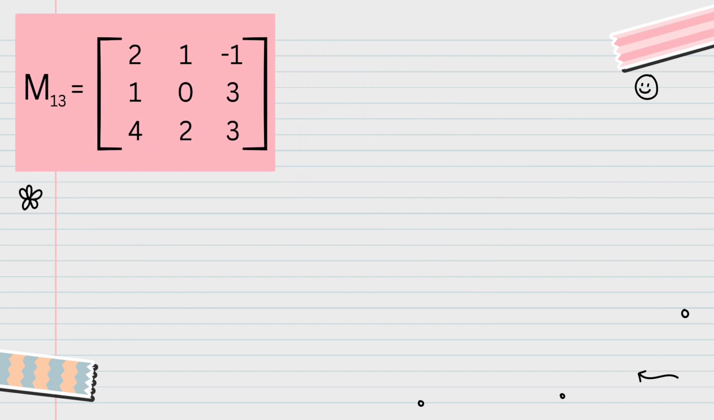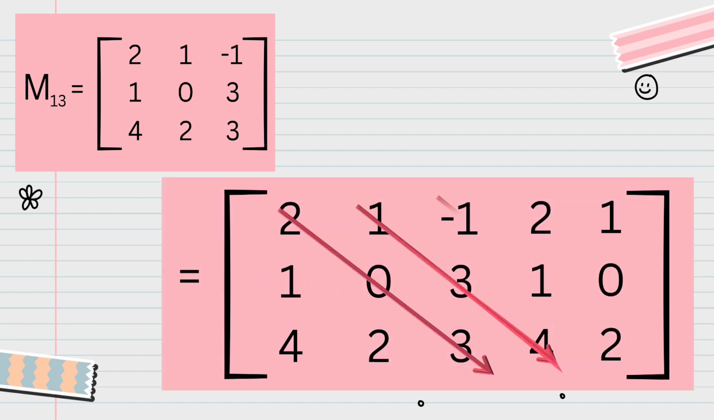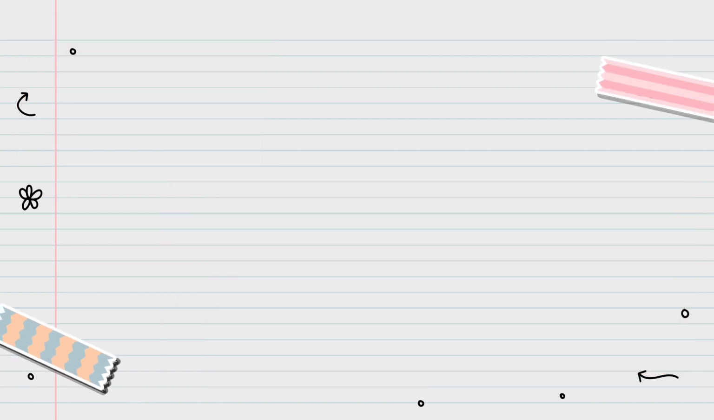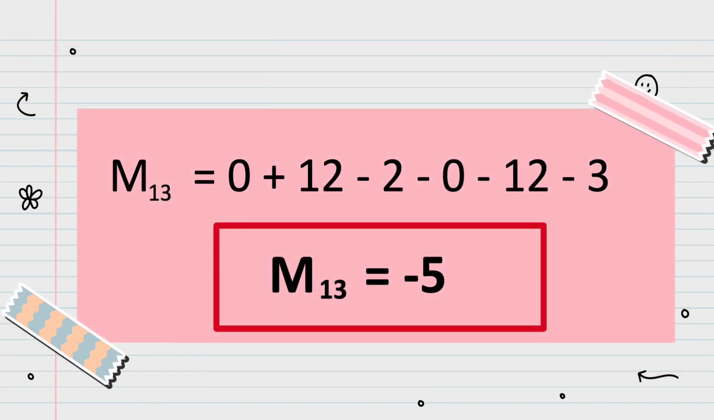And after finding out the minor elements, we will now do the basket weave method. So M13 is equal to 0 plus 12 minus 2 minus 0 minus 12 minus 3. And we will now have the value for M13, that is equal to -5.